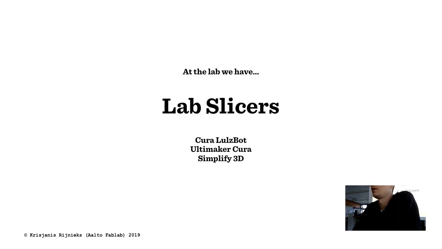At the lab, we use 3 types of slicers. The first is Cura LulzBot. Cura is an open source slicer, which was initially made by Ultimaker. They released it as open source, and then other 3D printing companies downloaded it, edited the code for their own purposes, and deployed it with their own 3D printers, like LulzBot.